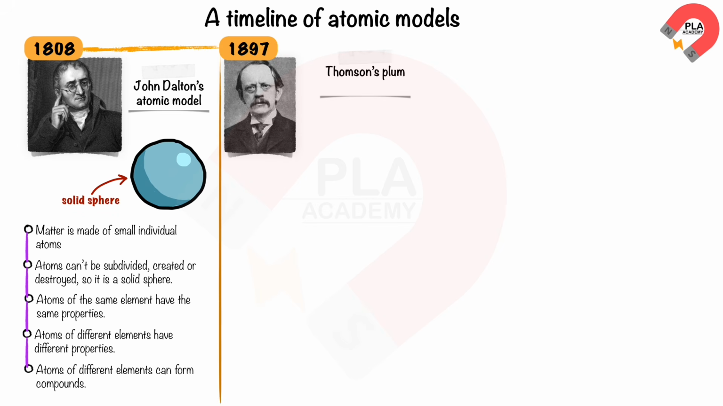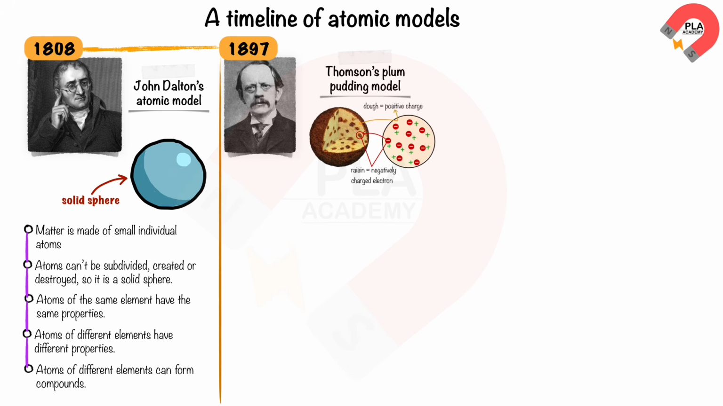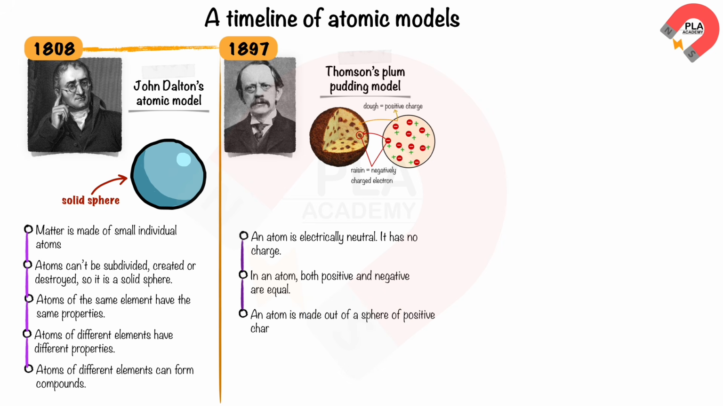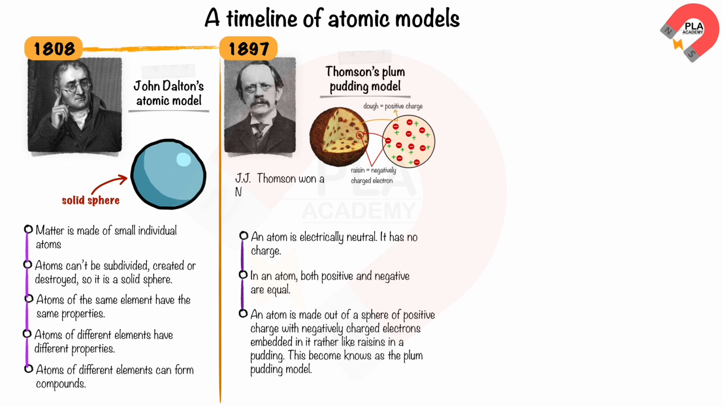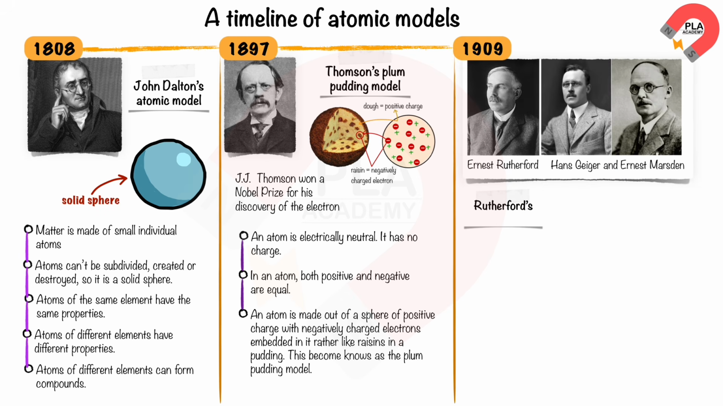Thomson's plum pudding model. In 1897, Thomson discovered the electron and went on to propose a model of the atom that an atom is electrically neutral. It has no charge. In an atom, both positive and negative are equal. An atom is made out of a sphere of positive charge, with negatively charged electrons embedded in it, rather like raisins in a pudding. This became known as the plum pudding model. Joseph John Thomson won a Nobel Prize for his discovery of the electron.